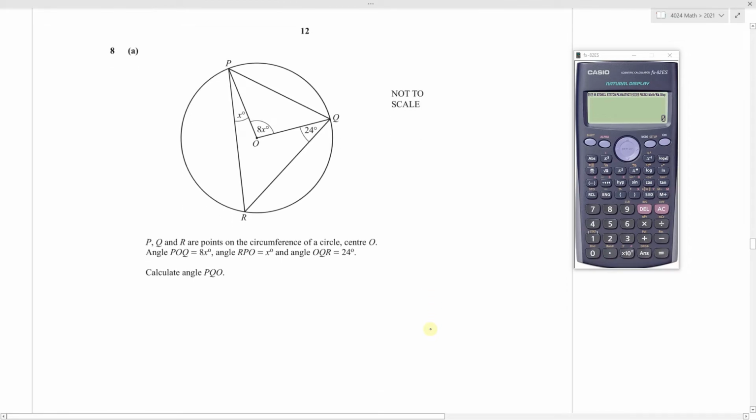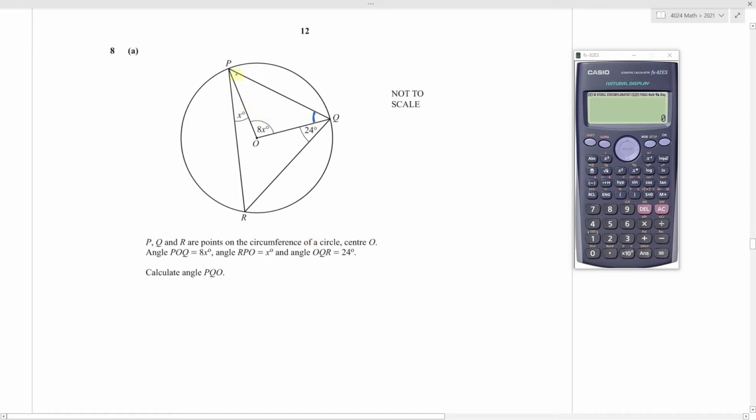Question number 8, part A. You're given P, Q, R points on a circumference, center is O. These angles are given. Calculate angle PQO. PQO is the angle that you need to calculate.